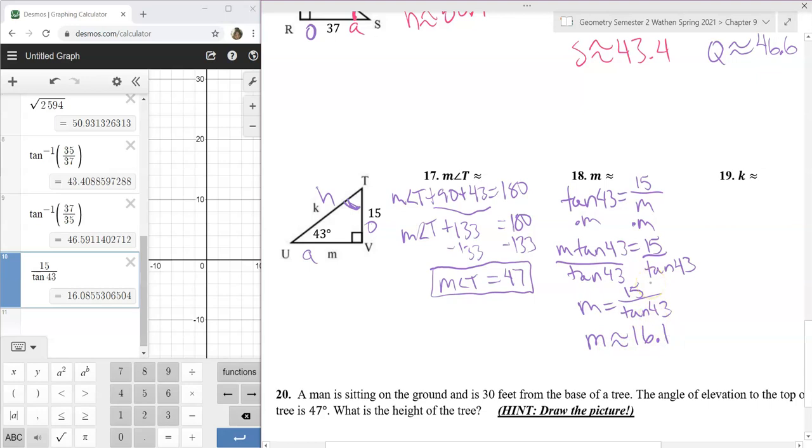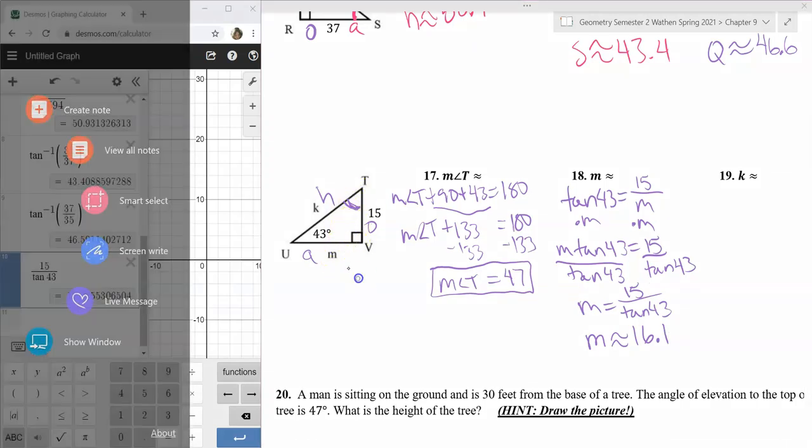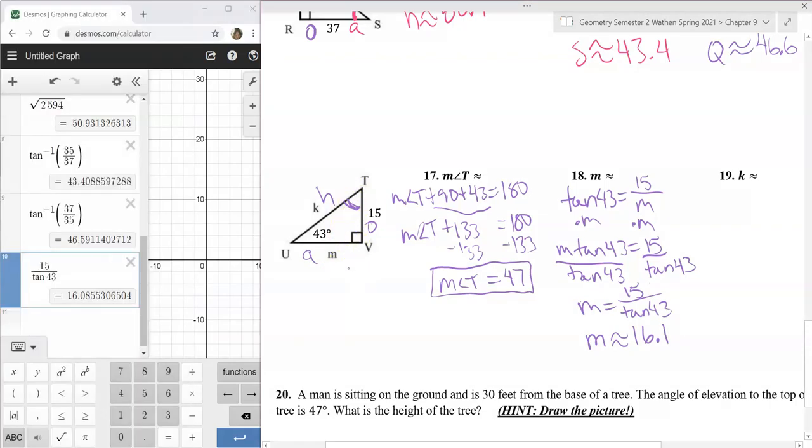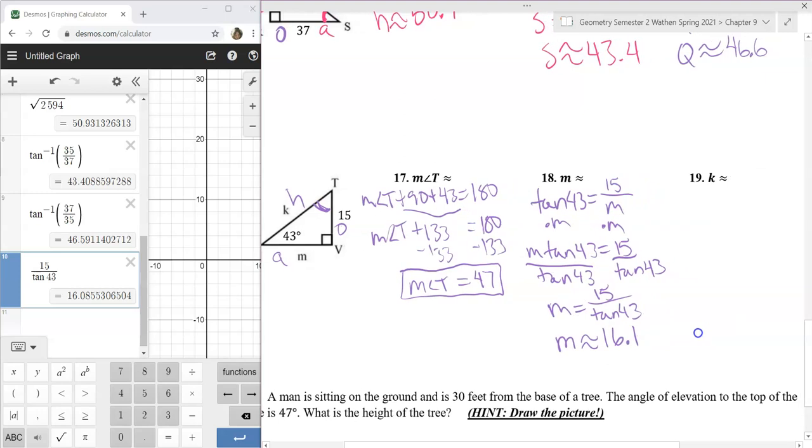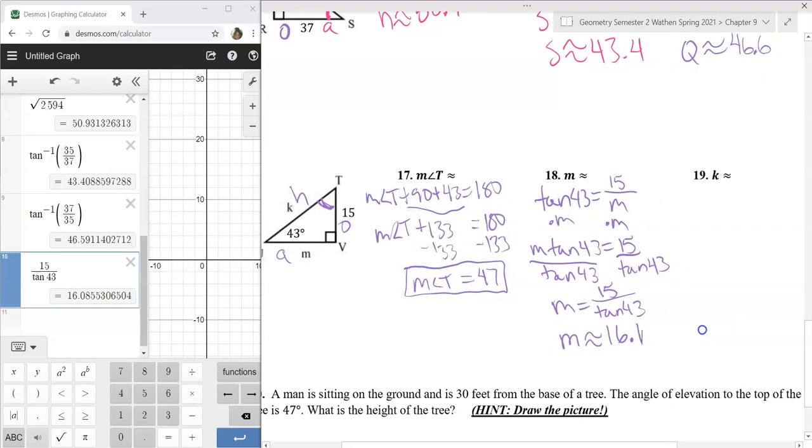And it makes sense that M should be bigger than our given side because it's across from a bigger angle. So remember that the angles that are across from the sides correspond to the sides, and so your bigger angles should be across from bigger sides. So that makes sense. Now we're going to look for K.